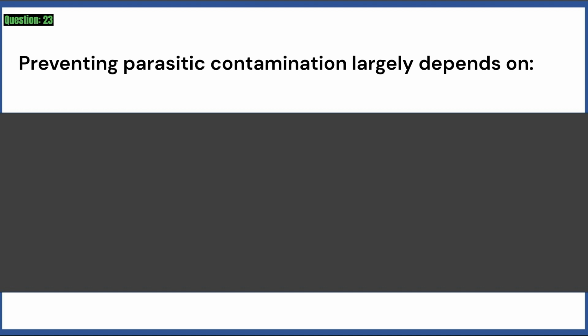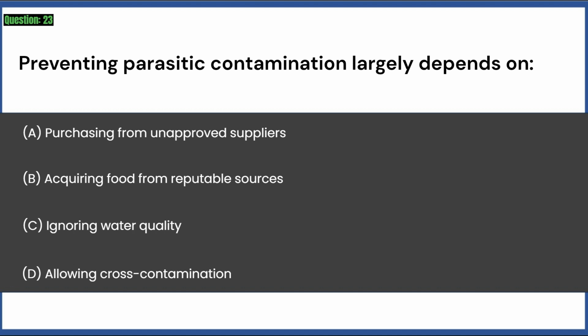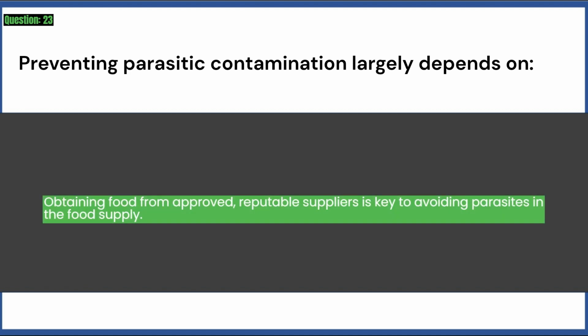Preventing parasitic contamination largely depends on: A. Purchasing from unapproved suppliers. B. Acquiring food from reputable sources. C. Ignoring water quality. D. Allowing cross-contamination. Answer: B. Obtaining food from approved, reputable suppliers is key to avoiding parasites in the food supply.